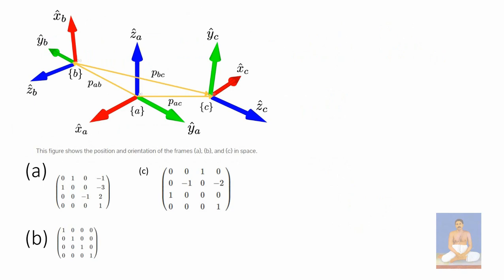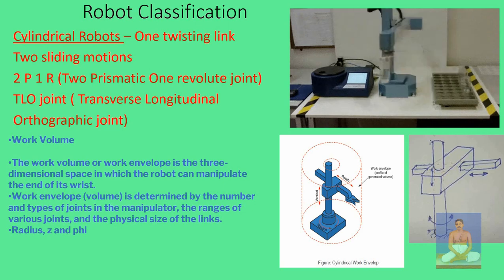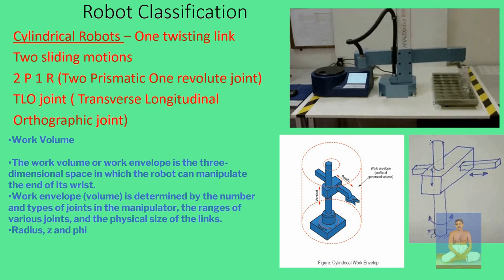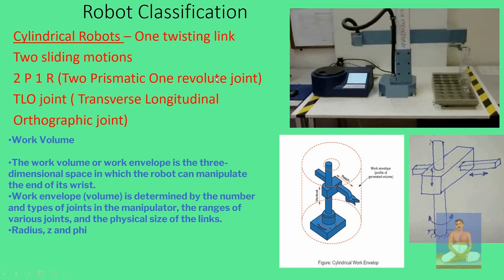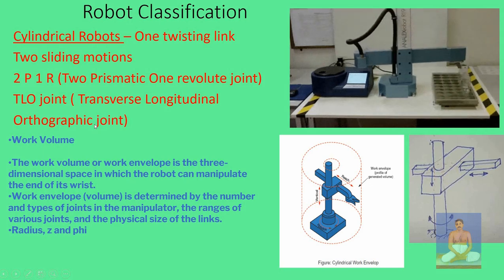So if we see here, it shows the position and orientations of A, B and C in this space. Now when we come to robot classifications, we have cylindrical robots. Cylindrical robots have one twisting link and two sliding motions, that is two prismatic and one revolute joint. It is called a TLO joint, transverse, longitudinal and orthographic joint.